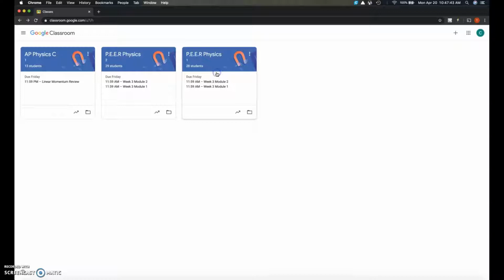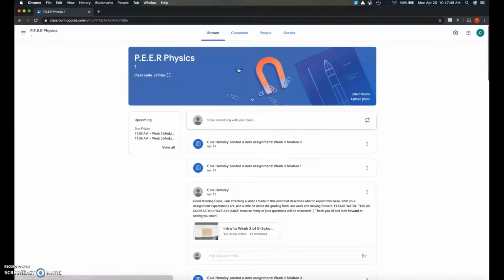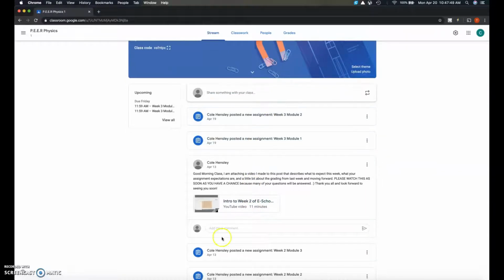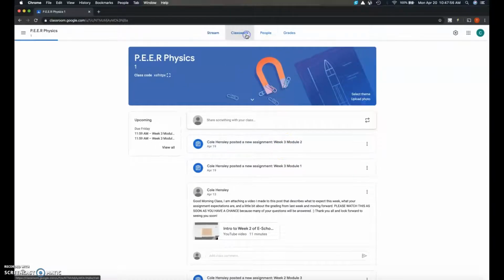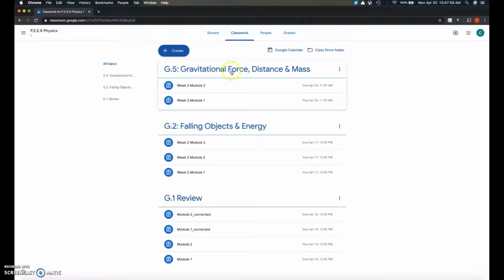You click on your particular classroom, and it'll bring you to the stream. In the stream is where I'm going to make announcements and post assignments. You'll notice that the 2 assignments are posted here. We can also go to classwork, and you'll notice that there's a new topic created called G.5, gravitational force, distance, and mass. This week we're going to be working on the relationship between the gravitational force and its dependence on the distance between the 2 objects and the mass of the 2 objects.